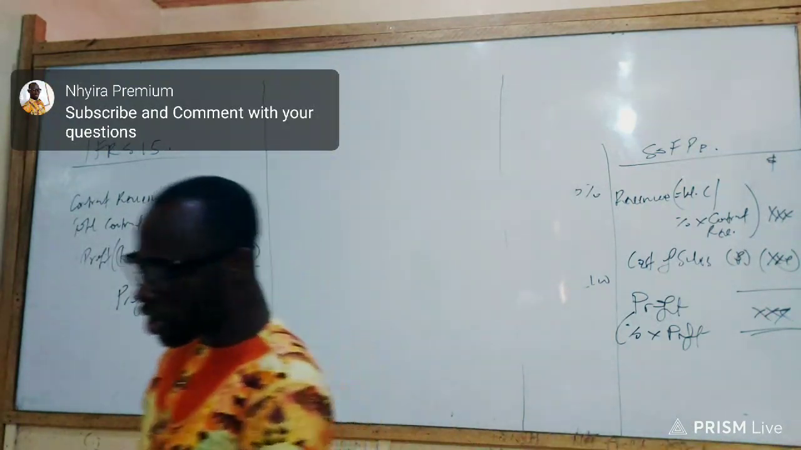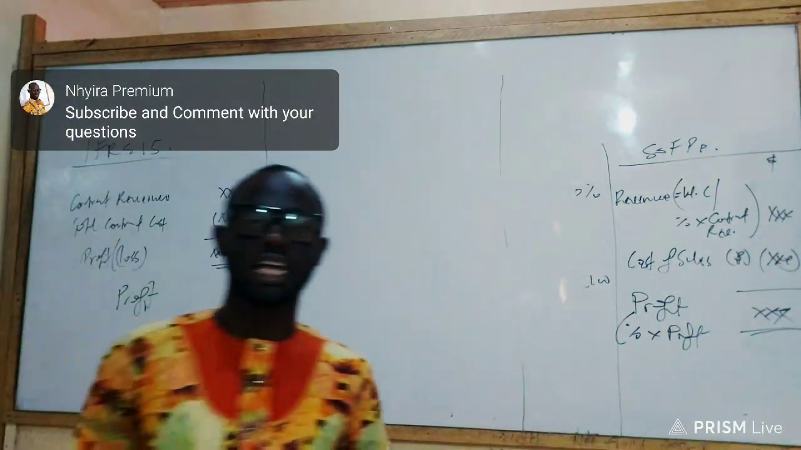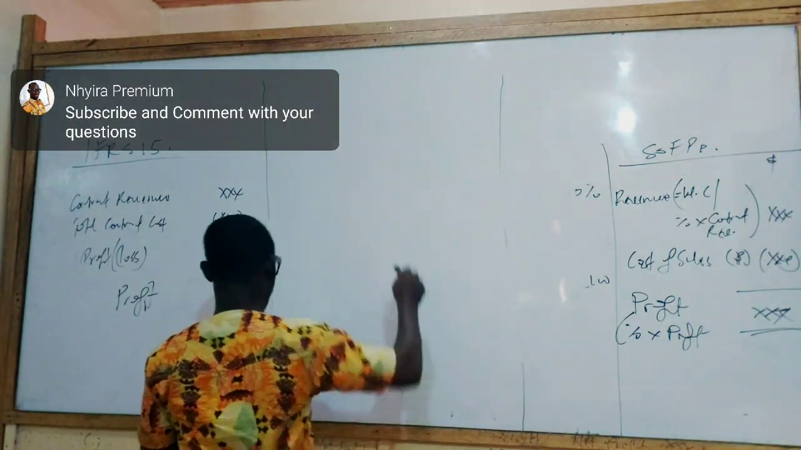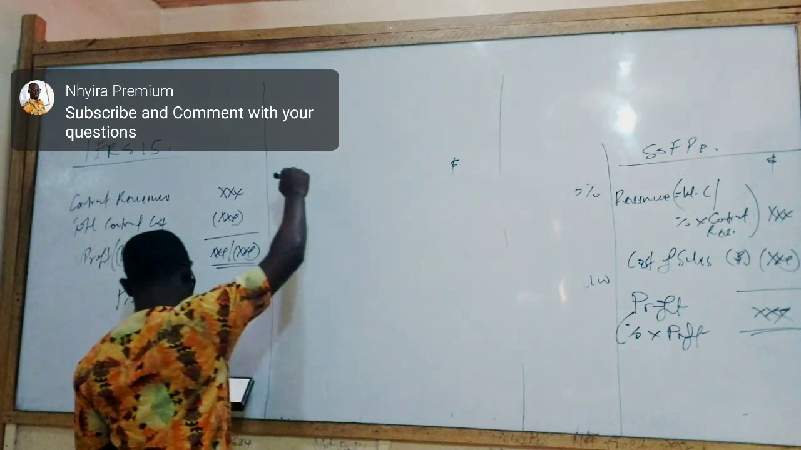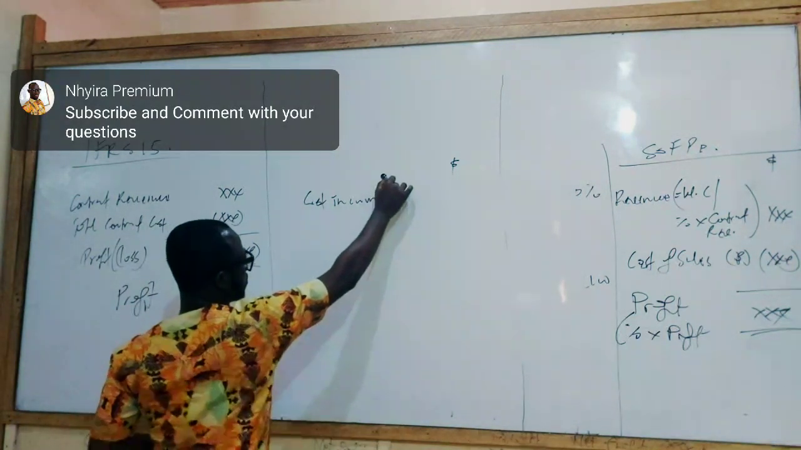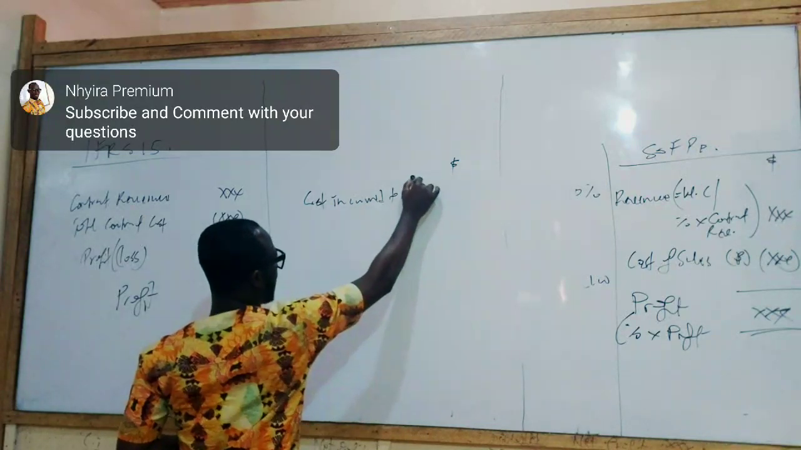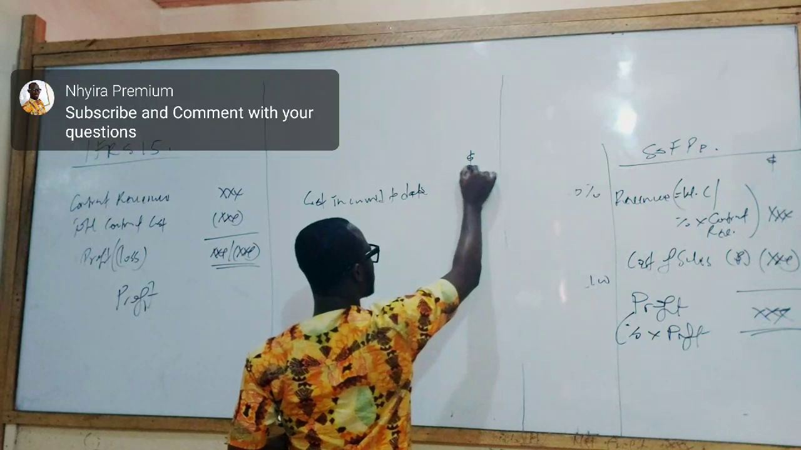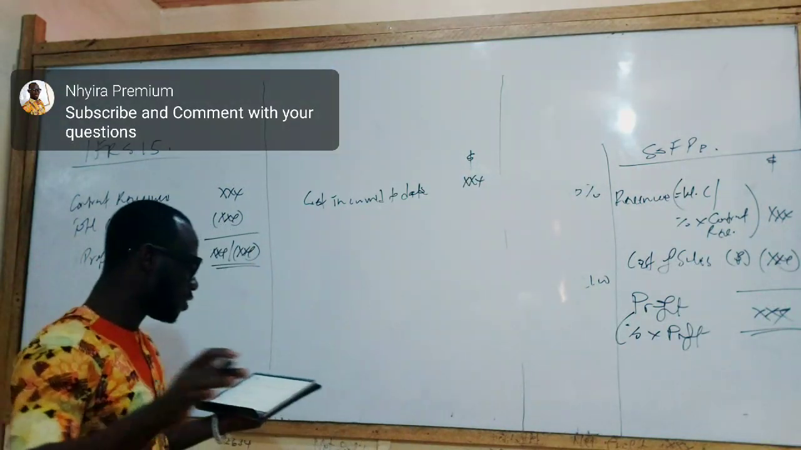The presentation of how we get our contract asset or contract liability is as follows. So we bring our currency sign, then we bring cost incurred to date. So cost incurred to date, that's the first thing we bring.